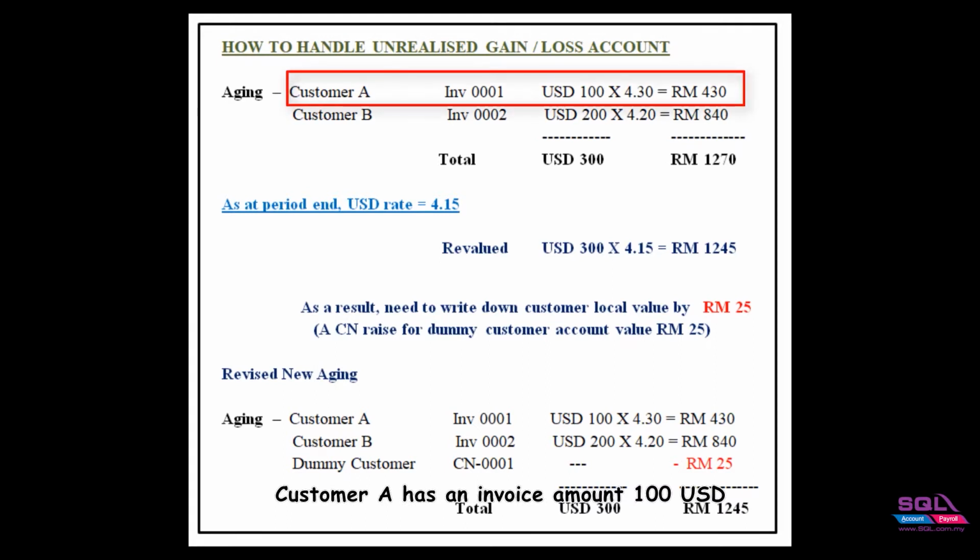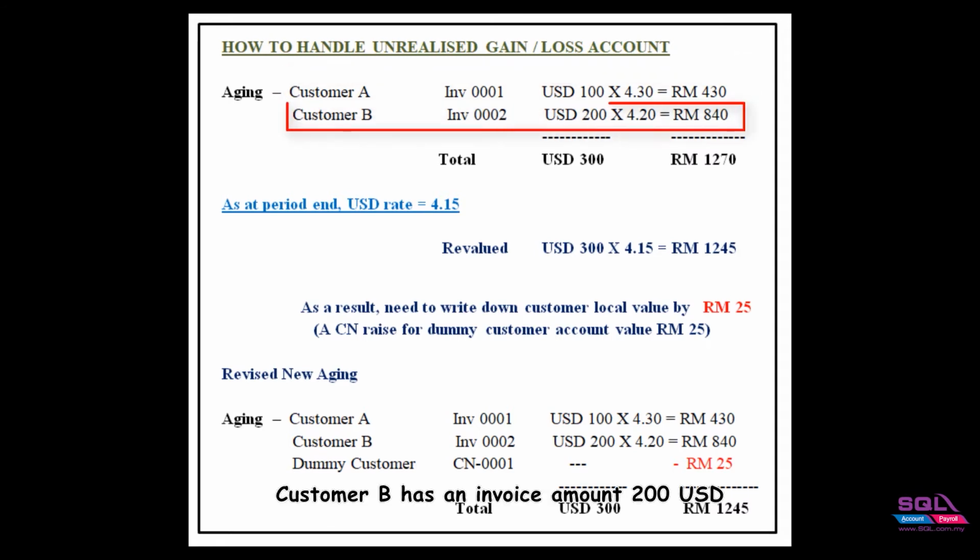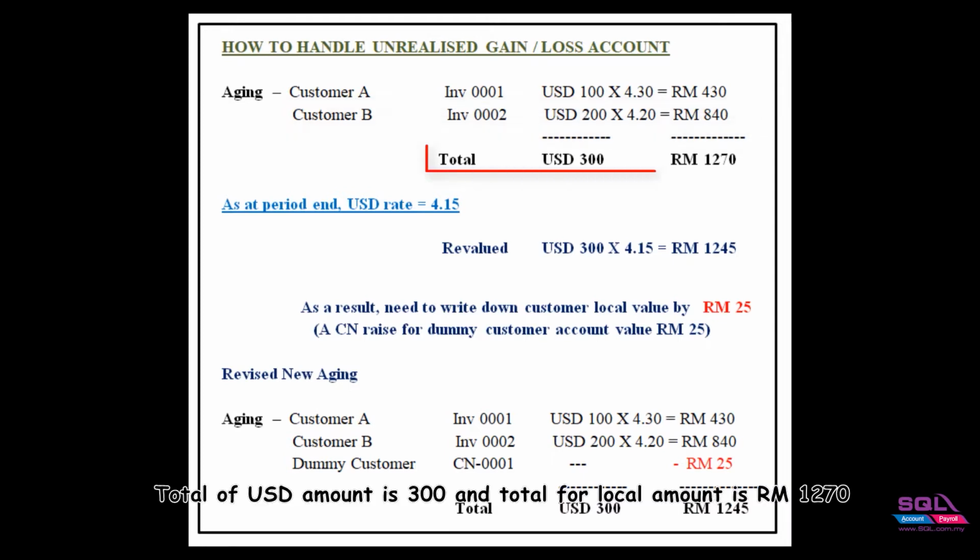Customer A has an invoice amount $100 with currency rate 4.30, local amount RM 430. Customer B has an invoice amount $200 with currency rate 4.20, local amount RM 840. Total of USD amount is 300 and total for local amount is RM 1270.